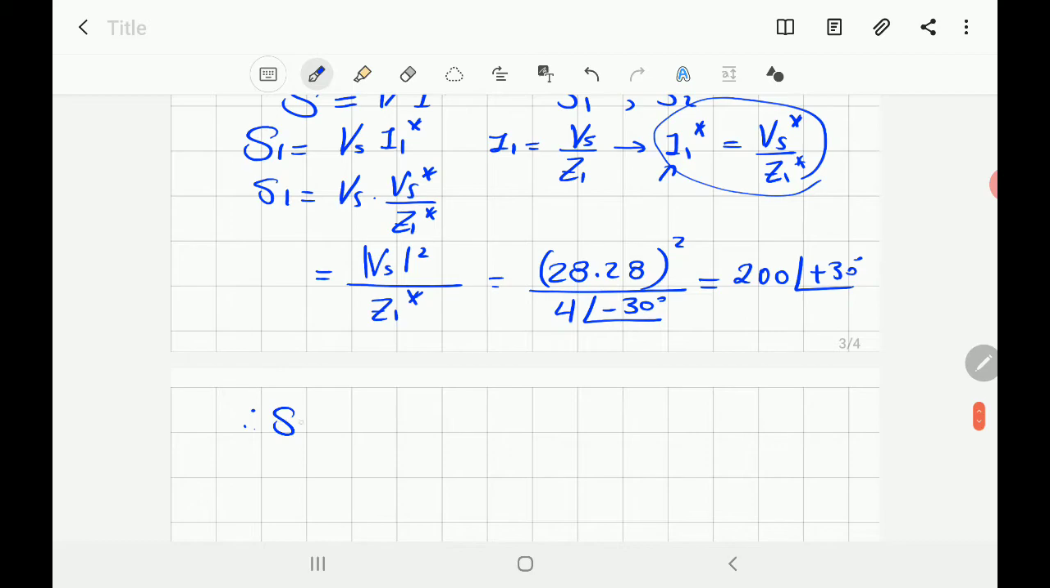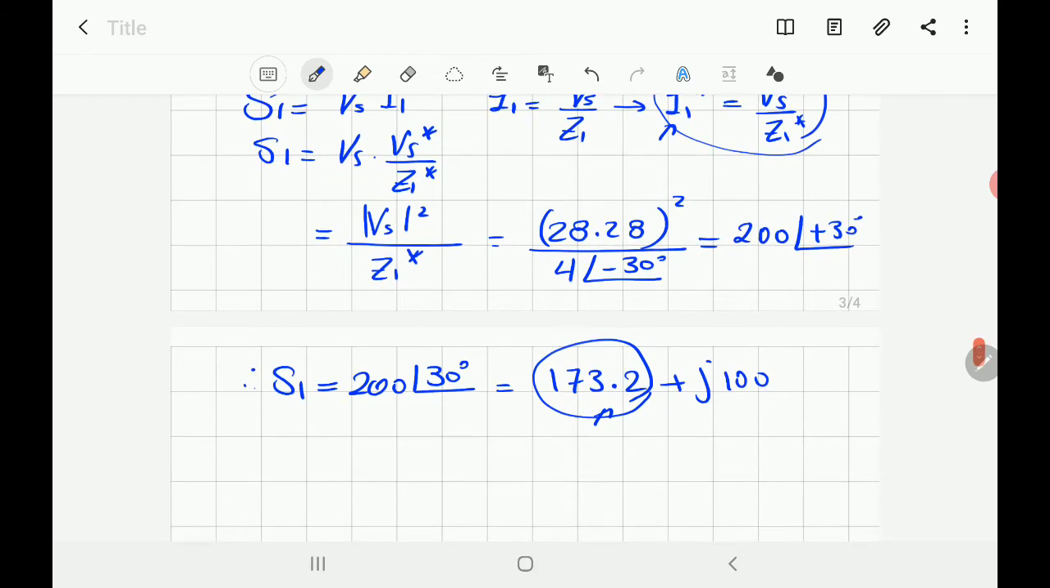So let us write here in a new line, S1 we found equal to 200 on angle 30, converted to complex form would be equal to 173.2 plus j100. The real part will be P1 and the imaginary part will be equal to Q1. And obviously this is an inductive load because you have plus j in the power.